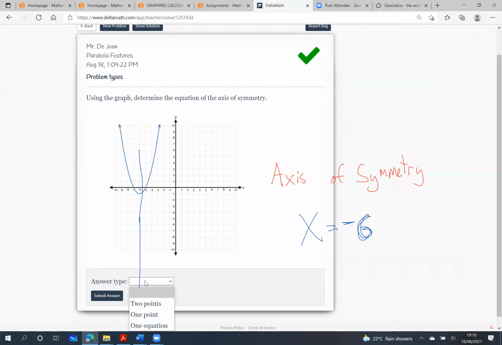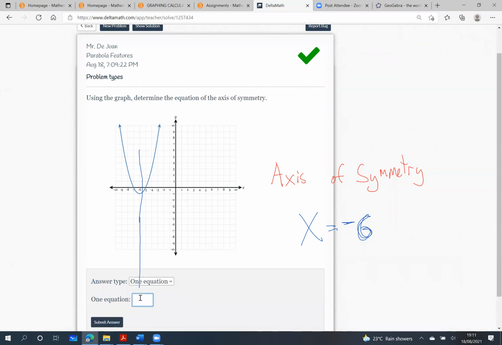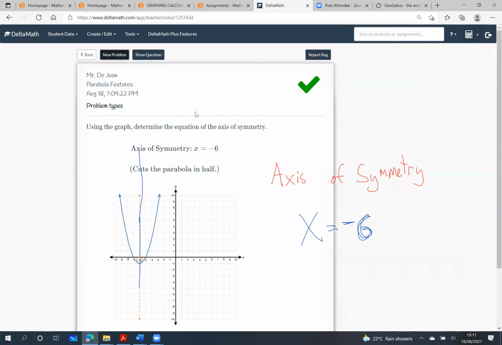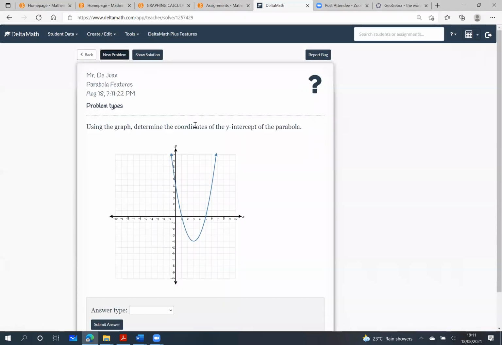For this type of question, axis of symmetry, you choose one equation and you type in x equals where the symmetry happens. X equals -6. Where the symmetry happens, okay? X equals -6. Let's look at another one.